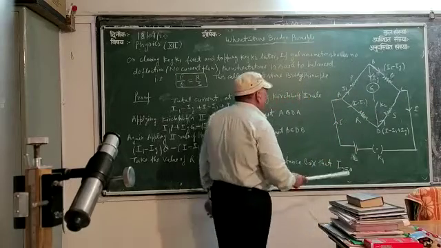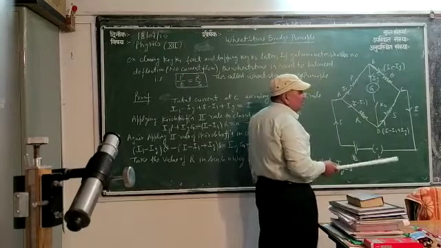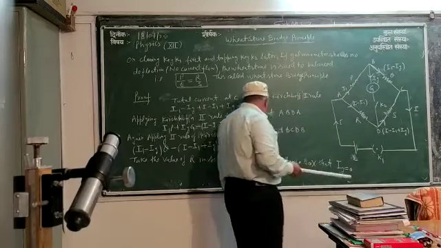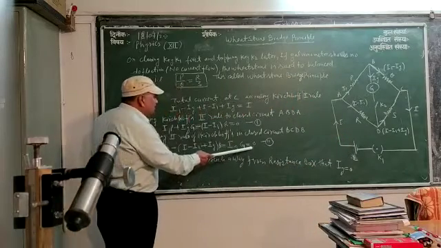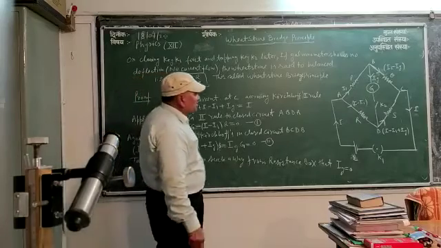Now see, is any cell connected in this loop? No cell is connected in the loop, so the net EMF of cells in this loop is 0. That is why I have written it 0. Now take the product of current and resistance.